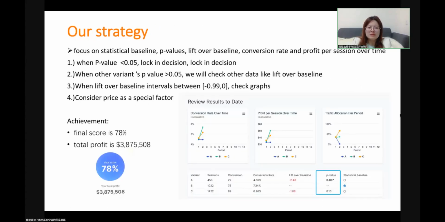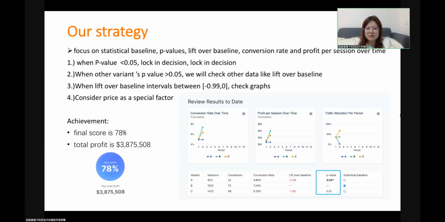Our strategy during the simulation was to use a lot of data. As you can see on the slide, our A/B testing tournament final score is 78%, and our total profit is $3.8 million. Our score is around average.